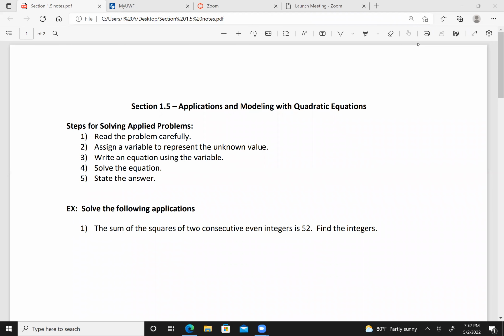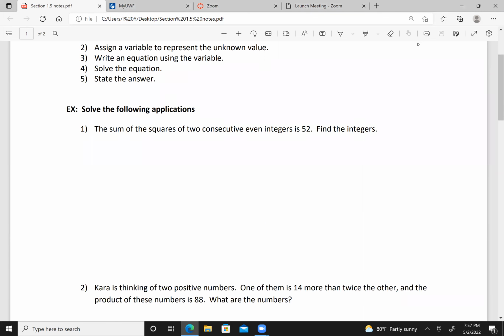Okay, so today we're going to look at section 1.5, applications and modeling with quadratic equations. To solve an applied problem, first we read the problem carefully, assign a variable to represent the unknown value, write an equation using the variable, and solve the equation and state the answer.